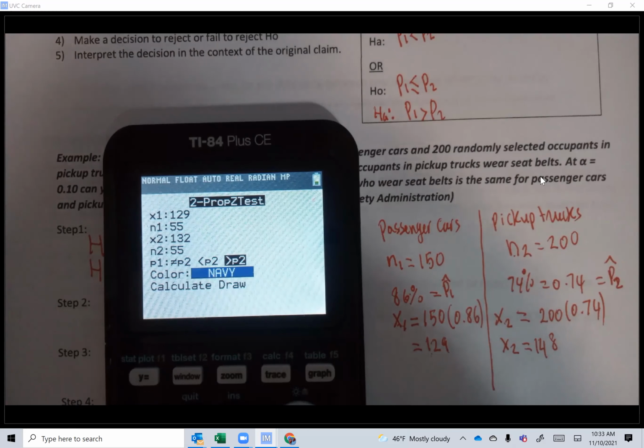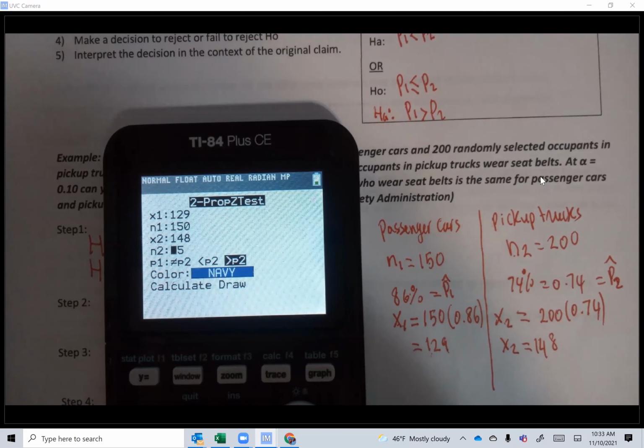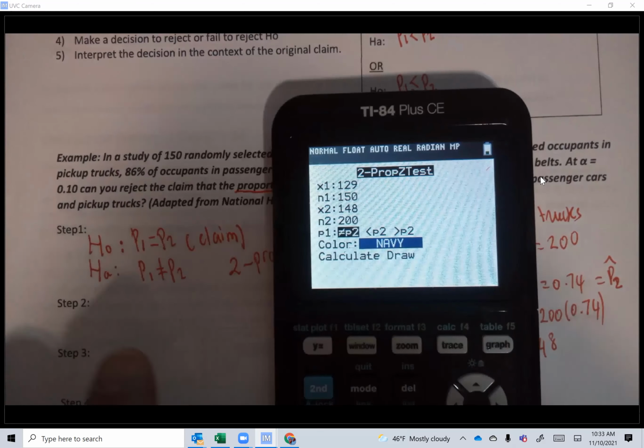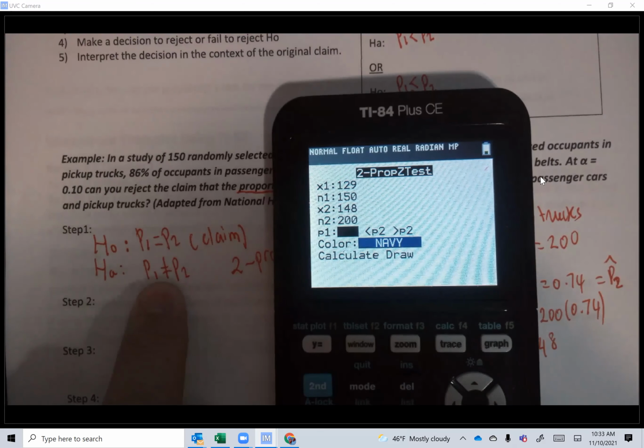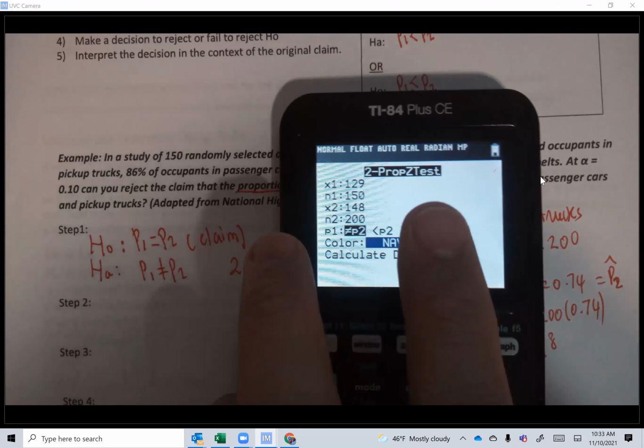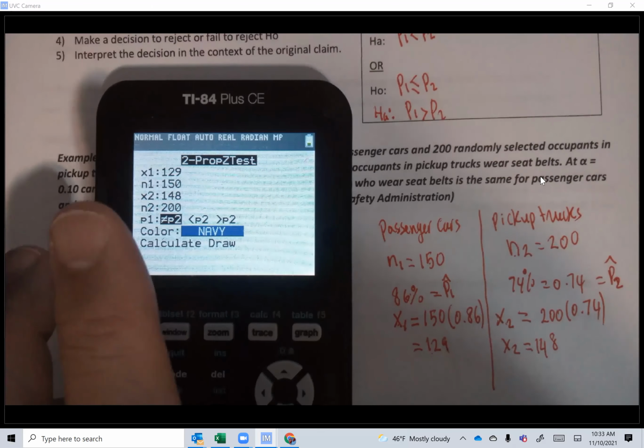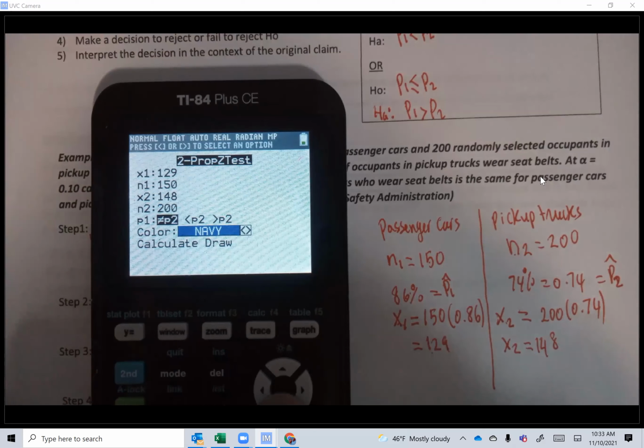N1 is 150. X2 is 148. N2 is 200. Not equal to, look guys, that's the alternative sign. And that's it. Calculate or draw, it's up to you. I'm fine either way.